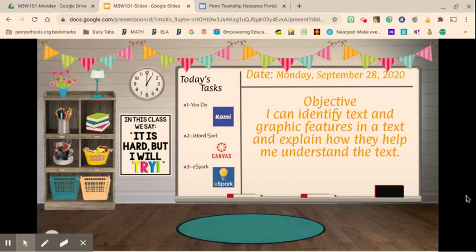Your objective for today is: I can identify text and graphic features in a text and explain how they help me understand the text. So today, after your video, you will be doing a text and graphic features activity on Cami, and then there will be a word sort in Canvas, and then I want you to do a quest in eSpark.